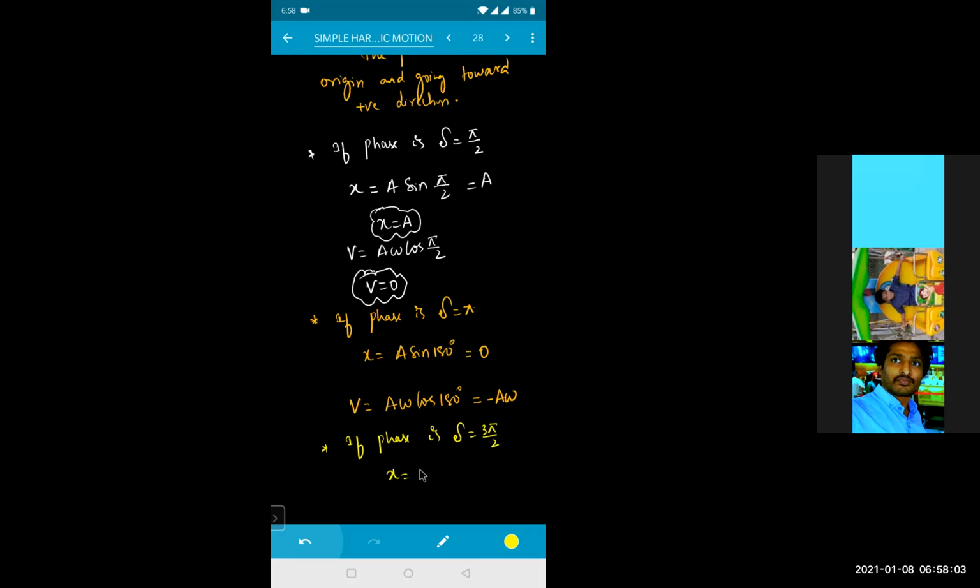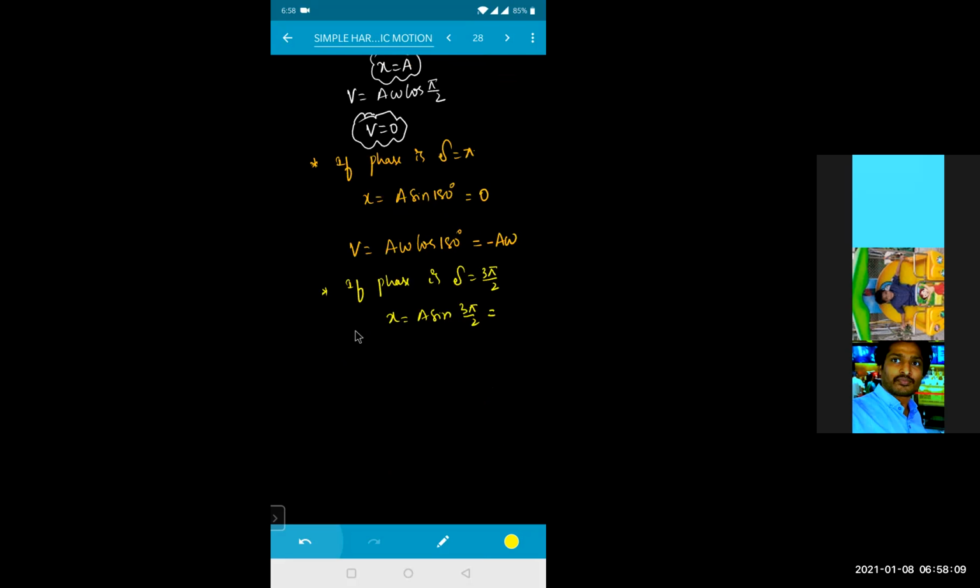So x is equal to a into sin of 3 pi by 2. So what is this value? And in the same way, velocity v is equal to a omega into cos of 3 pi by 2. So that will be equal to a omega positive, and the phase of this particle will be how much? 270 degrees.